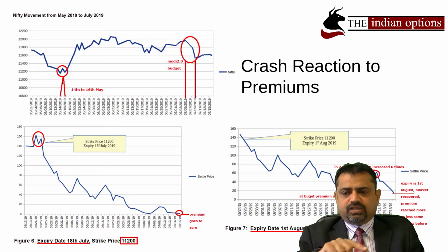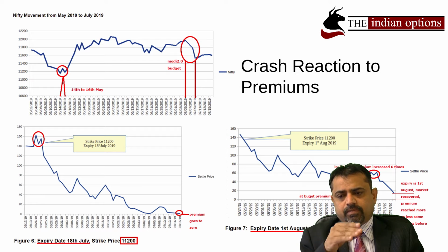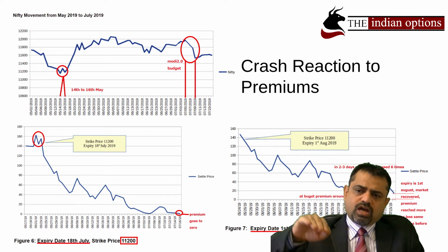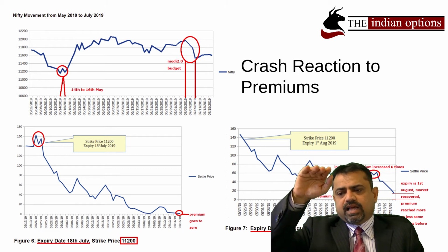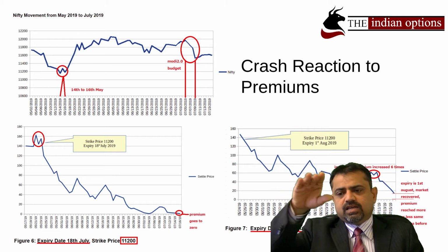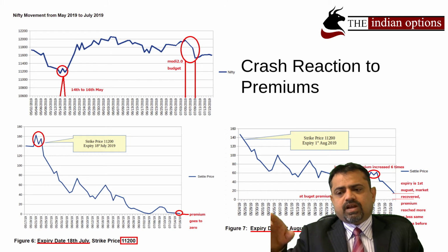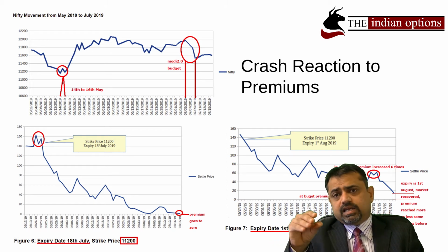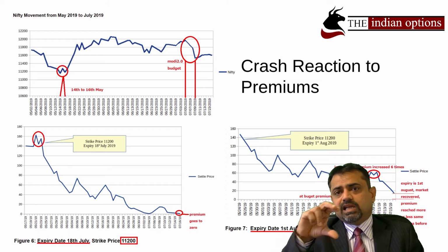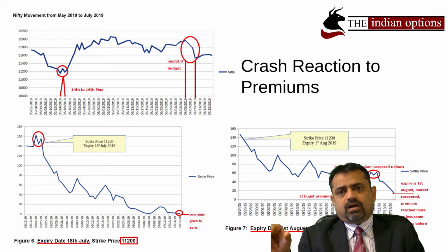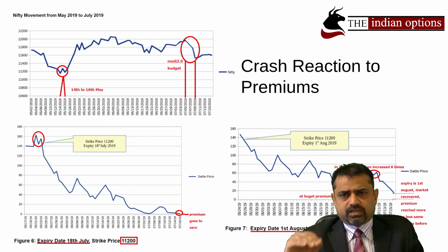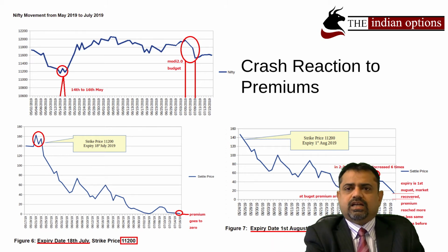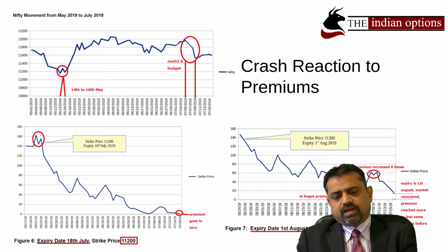So in that case, the premium went from less than around 10 rupees to around 60 rupees or so, and then in the next 4-5 days again it went back to somewhere around 18 rupees or so. And it did not go to zero because there is still some time left for the expiry to happen. It just went until 16-17, and for the last week it was trading around that.